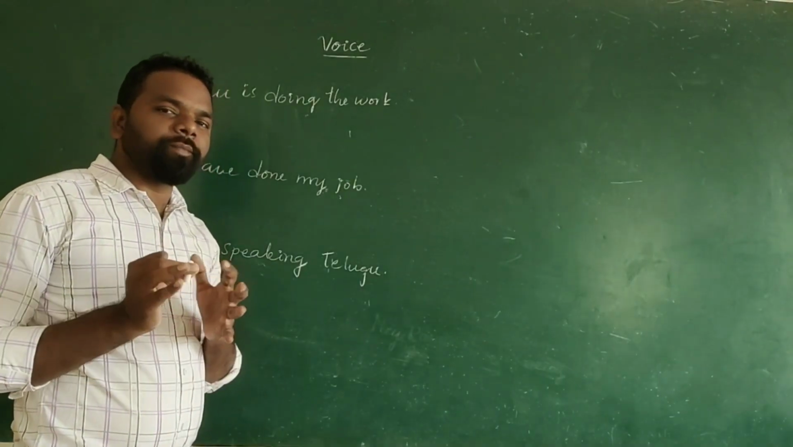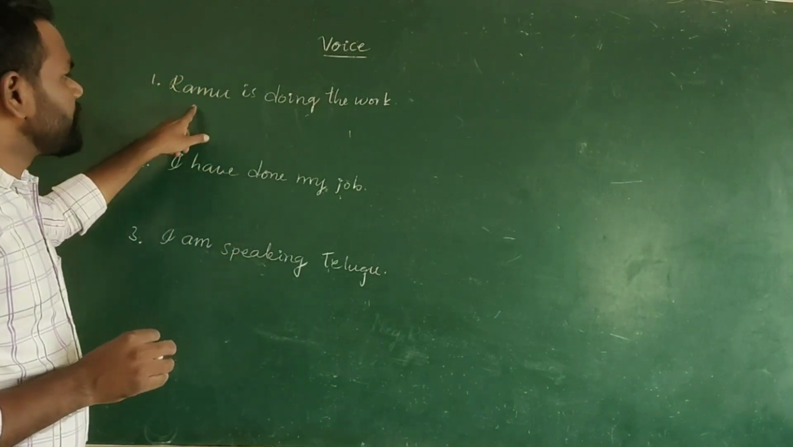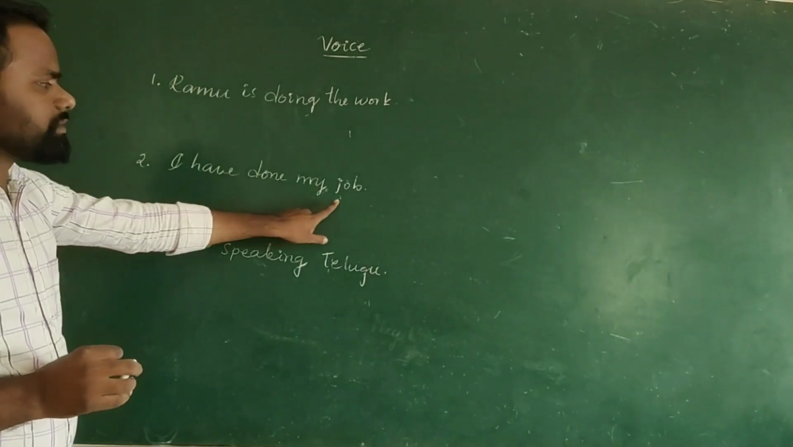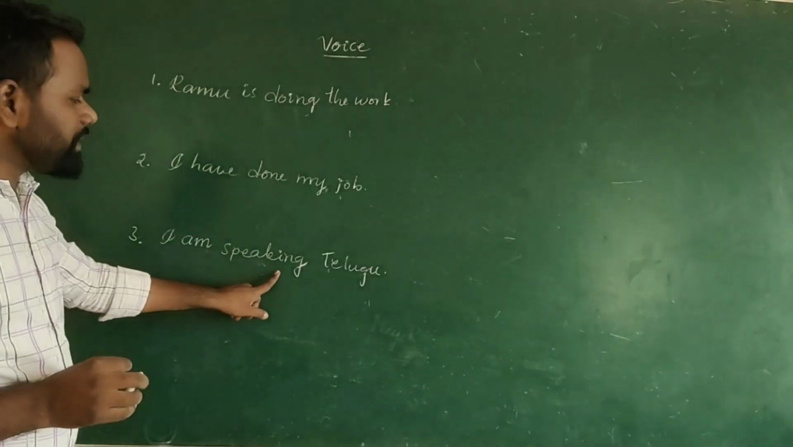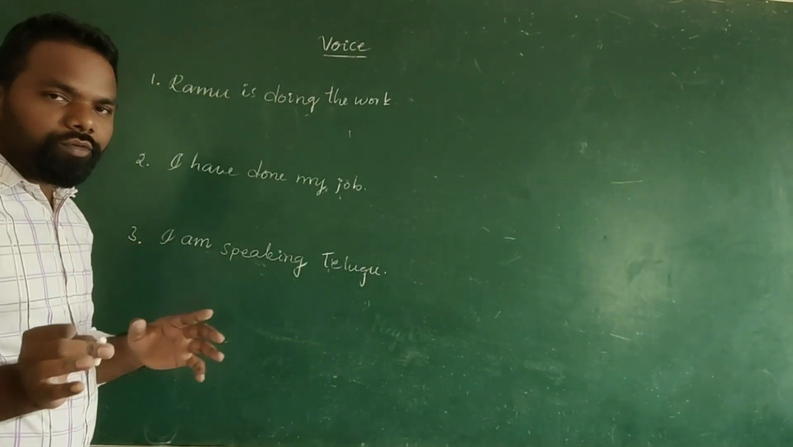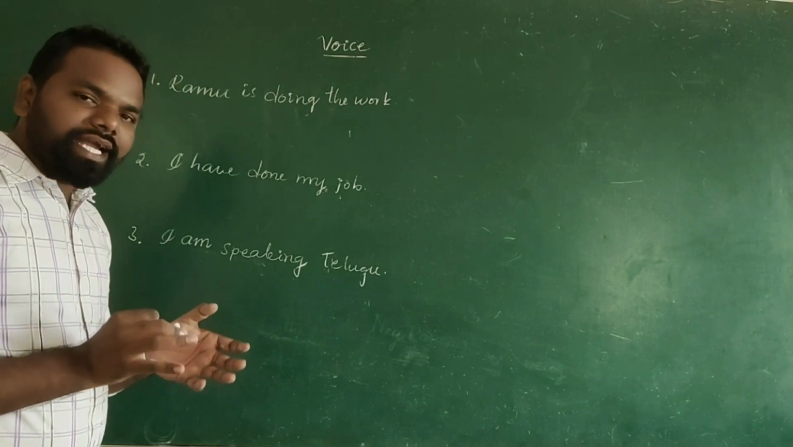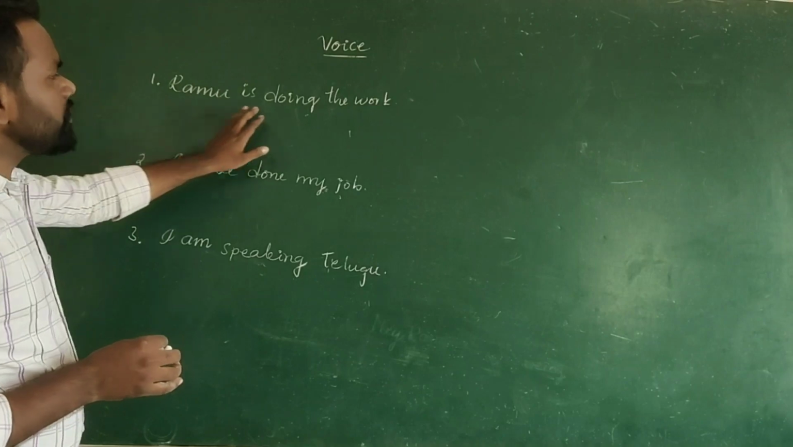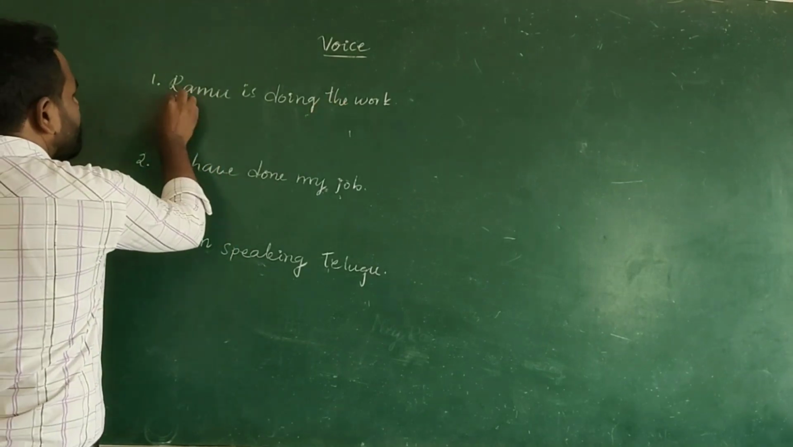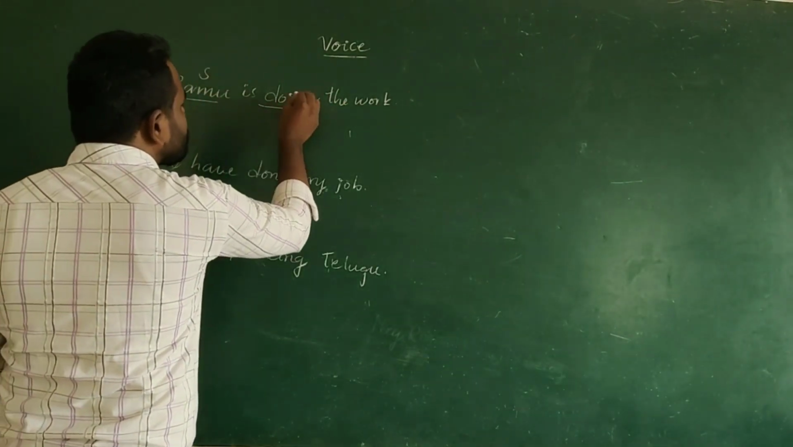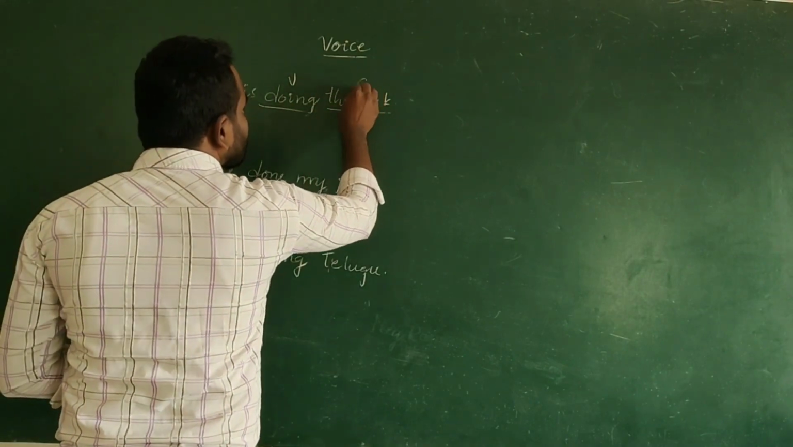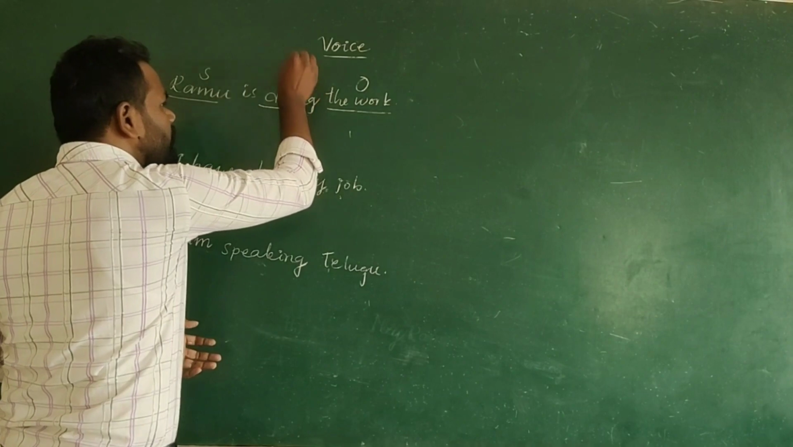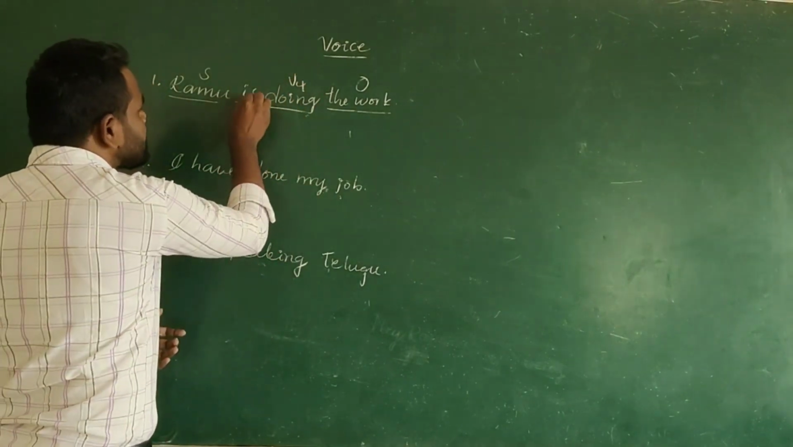Let us go through some more examples. Ramu is doing the work. I have done my job. I am speaking Telugu. Now these are the three examples. Let us know how to change them to passive voice. Ramu is doing the work. Ramu is the subject, doing is the verb, the work is the object. What is doing? Doing is actually V4 and is is there.